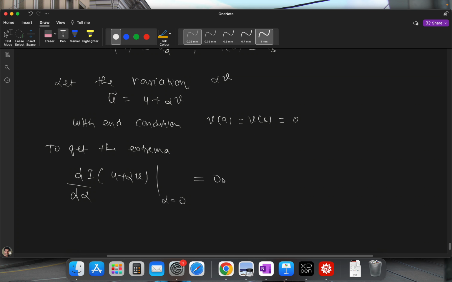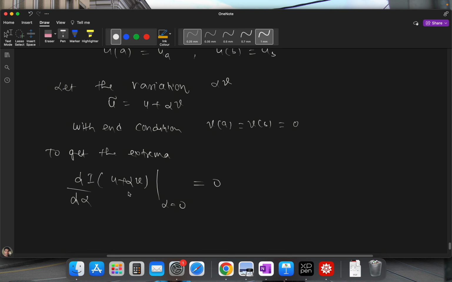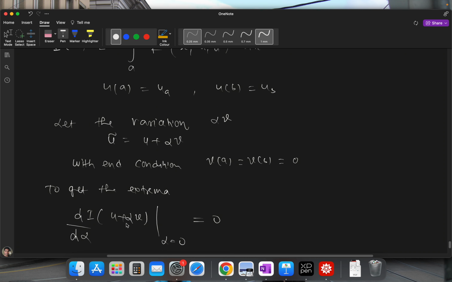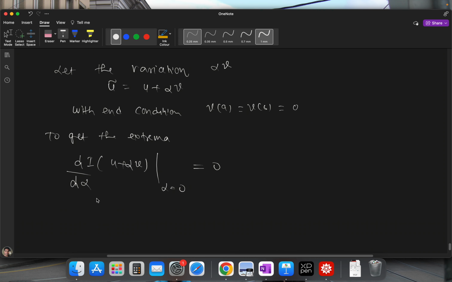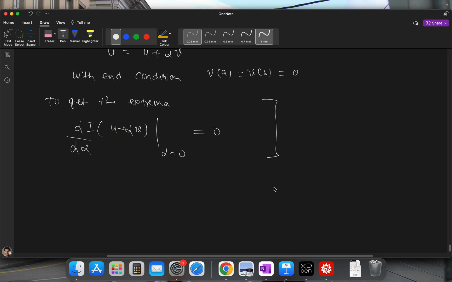We can also do something like this. Simply what you have to do is substitute in the functional, in the place of u, u plus alpha v, and differentiate with respect to alpha, and after differentiating just substitute alpha equal to 0. Then you will get the optimized alpha, or optimized u.